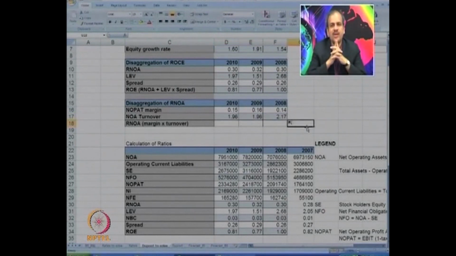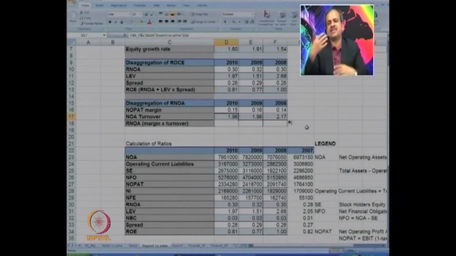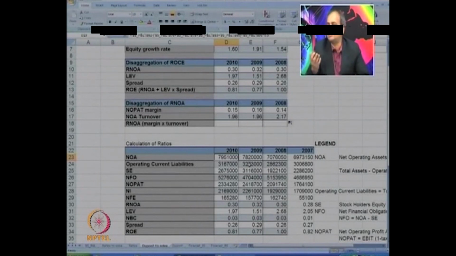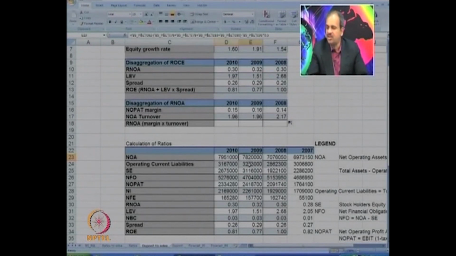Earlier we have done this calculation of turnover ratio. I hope you are remembering it. What we are trying to do is see how many times the sales are over NOA. NOA is roughly 7951 thousands. For those many assets, how many times is the turnover? It is our NOA turnover, which is 1.96. In 2008 it was slightly higher, 2.7. So it is roughly 2 times.